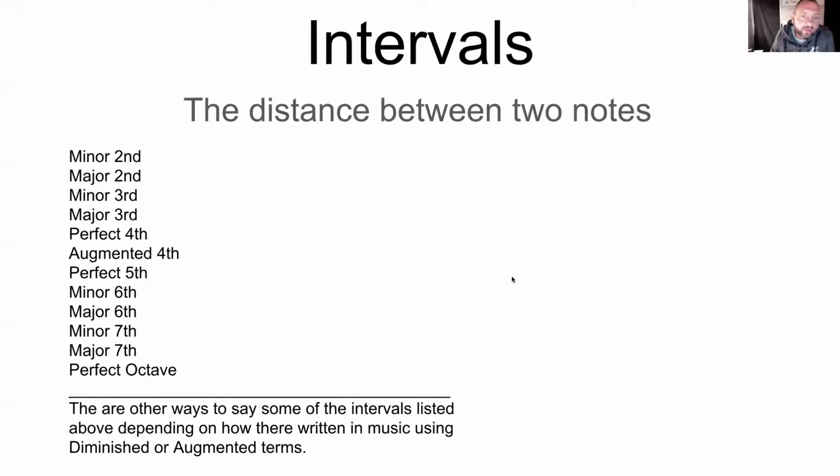All right, so today's lesson, we're going to talk about intervals, which is the distance between two notes. Depending on the instrument, you could play these two notes together or one after the other. But the distance between them, as far as frequency, when they're played together or in succession, is called an interval. So we have the minor second, minor third, major third, perfect fourth, the augmented fourth, perfect fifth, minor sixth, minor seventh, major seventh, and the perfect octave. There are other ways to say some of these intervals listed above, depending on how they're written in music, using diminished or augmented terms, and we'll explain that later.